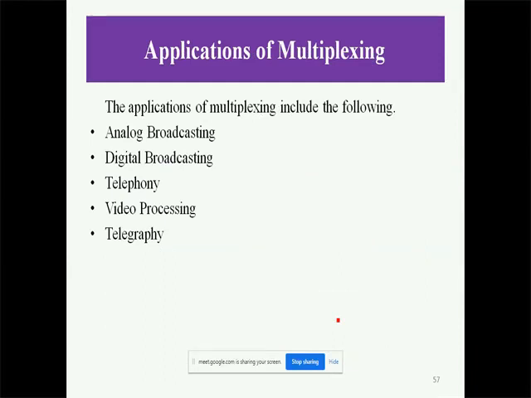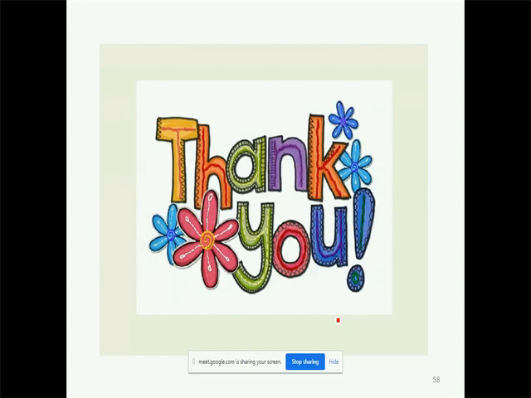So what are the applications of multiplexing? After studying this chapter, we have learned that these multiplexing techniques are broadly used in telecommunication and computer networks, for example in video broadcasting, analog broadcasting, telephony, and telegraphy. These are the major application areas of multiplexing.